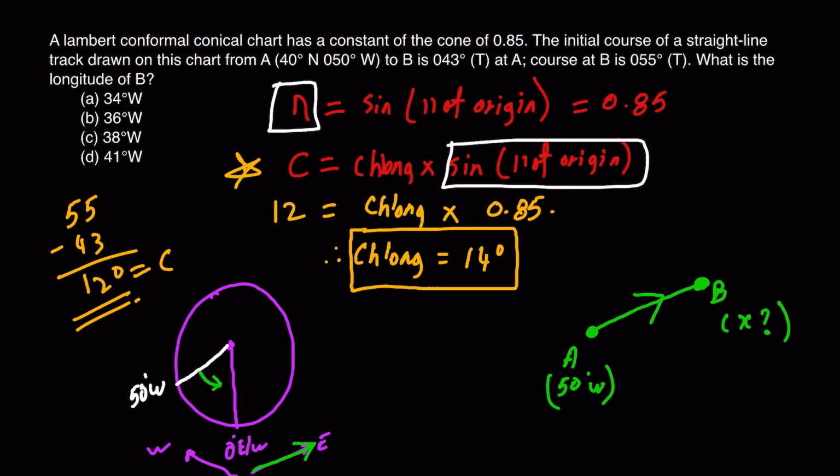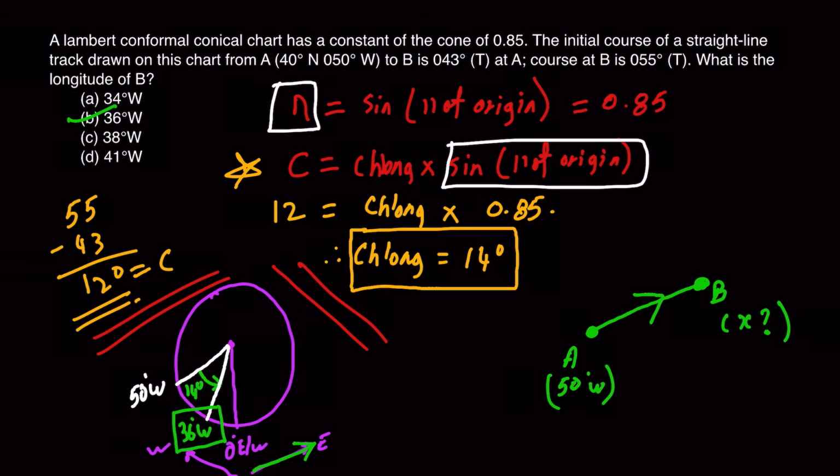So let's find this longitude. This is 14 degrees. So this becomes 50 minus 14, which is 36 degrees west. This is the longitude of B, and the correct option is Bravo. Whenever you are given one longitude and want to find the other longitude using Shillong, always draw this diagram. Because if you draw this diagram, there is no way your answer can be wrong. Just follow the two directional arrows on the bottom and you will get the correct answer.